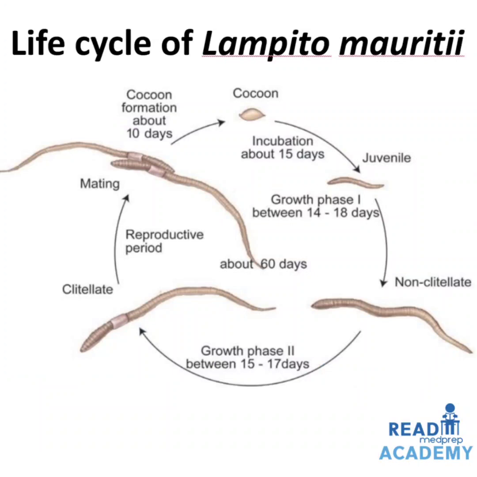Here you can see in the image the life cycle of Lampito mauritii, where the cocoons are deposited in the soil. After incubation of about 15 days, the juveniles are formed in growth phase 1 between 14 to 18 days, and after a few days, the juveniles develop into the non-clitellate forms, and the non-clitellate forms develop into the clitellate forms in growth phase 2 between 15 to 17 days, and these clitellate forms mature themselves and attain the reproductive period, and the cocoon formation occurs after about 10 days.